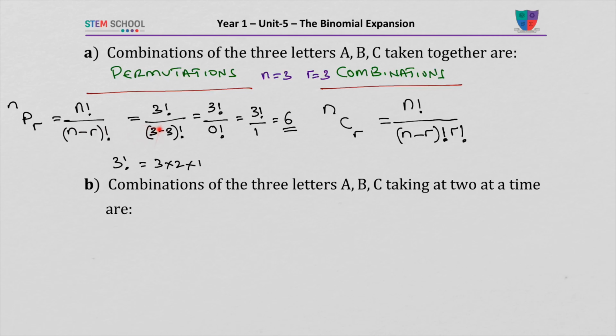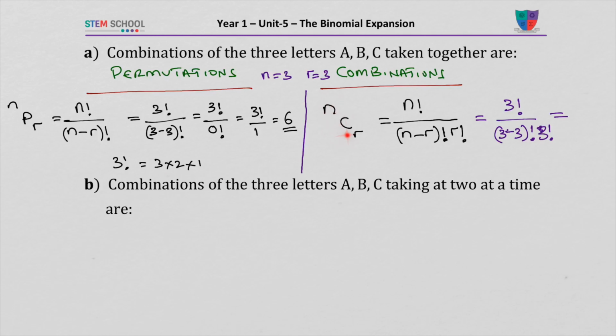So for permutation, 3P3 is 3 factorial over (3 minus 3), which will be 0 factorial. 0 factorial is 1. 3 factorial over 1 equals 6, because 3 factorial equals 3 times 2 times 1, and that's 6.